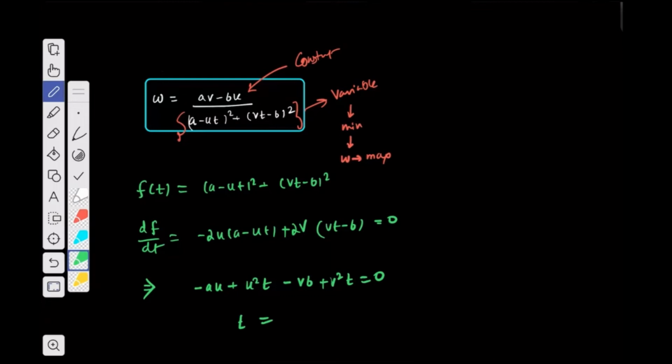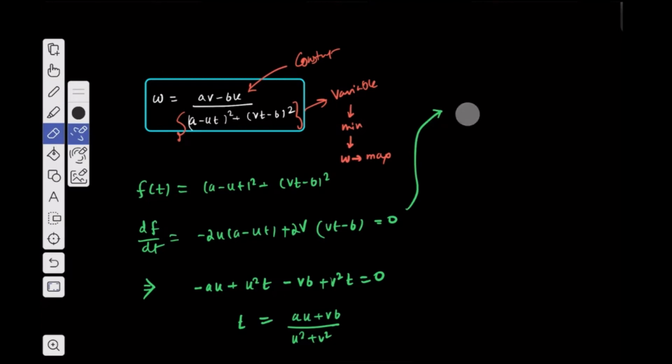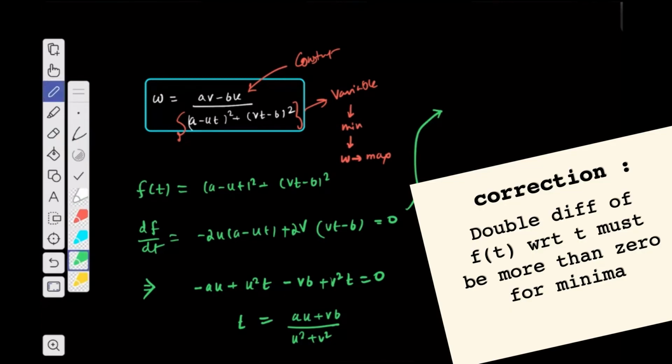So t will be equal to (au plus vb) by (u square plus v square). And you can even find the double differentiation, and you will see the double differentiation of this function will come negative. You can see that, no? It will come negative. Understood now? Yes, sir. Okay.